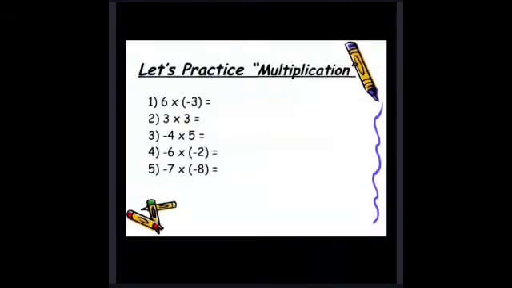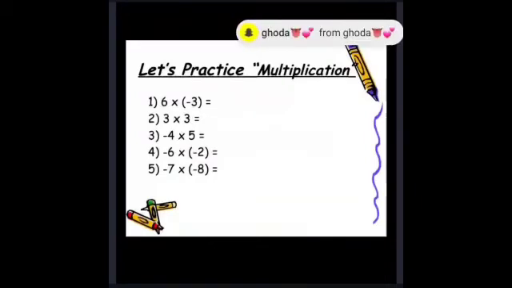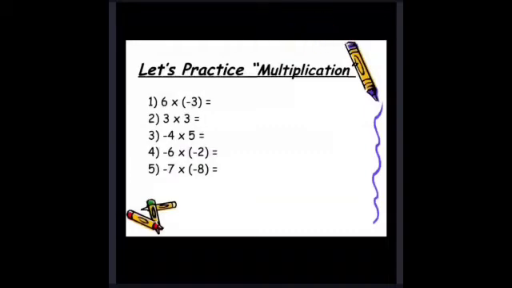Let us practice some questions based on multiplication. In the very first example, 6 has to be multiplied by -3. Here 6 is positive and 3 is negative. So the answer will be -18. The second example says 3 into 3. Both are positive integers, so the answer will also be positive. The answer will be equal to +9.